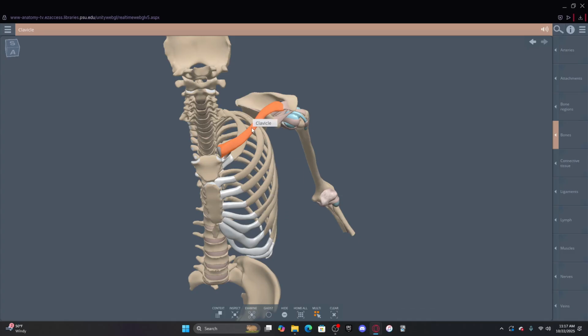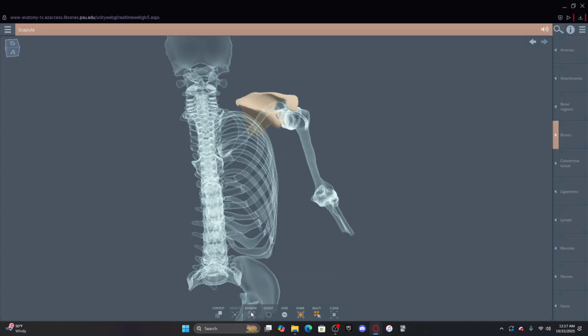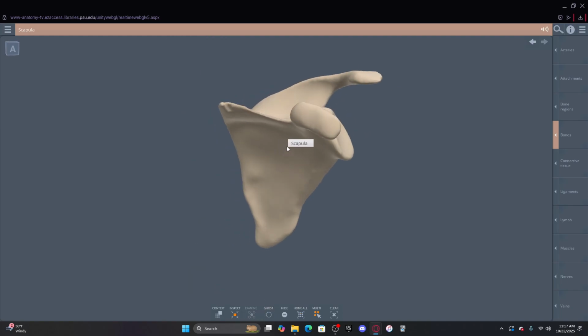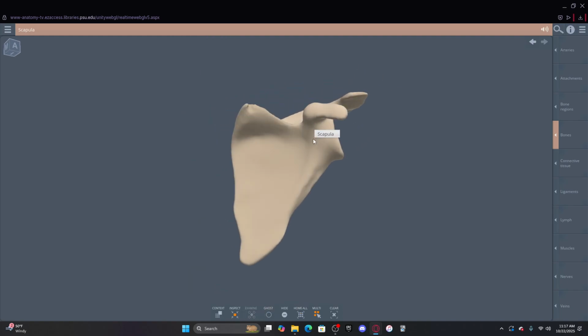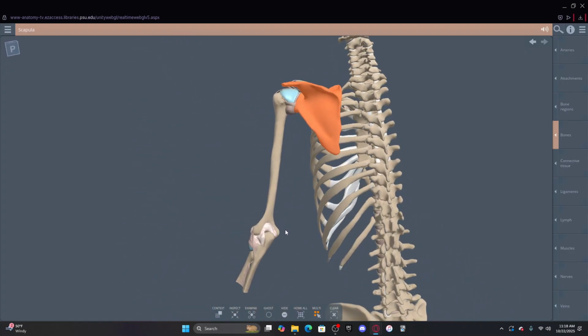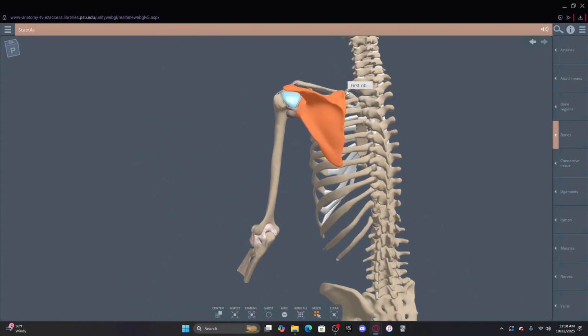Now let's look at our scapula. We can see it here, so let's inspect it. The first thing I want to start with on the scapula is the borders, and then we'll go into some of the other accessory structures. This is the medial border, which is toward the midline of the body, so the medial border of the scapula.